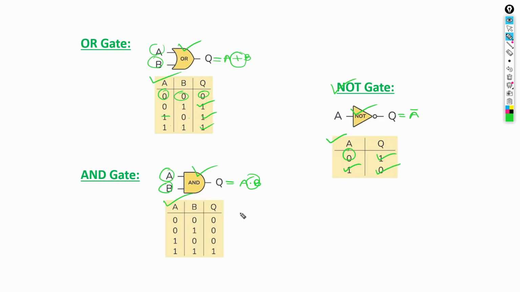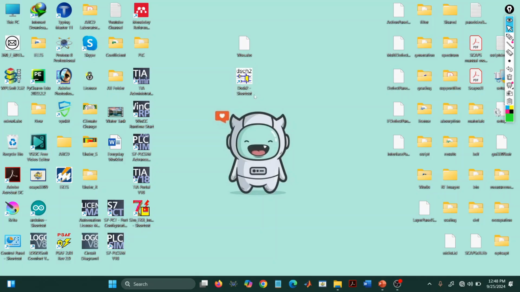Now we go to Dsch2 software to see these gates practically. Here you can see the Dsch2 software on my desktop. So let's go to this software. In Dsch2 software, first of all zoom out the window, then it will be better for drawing the circuit.